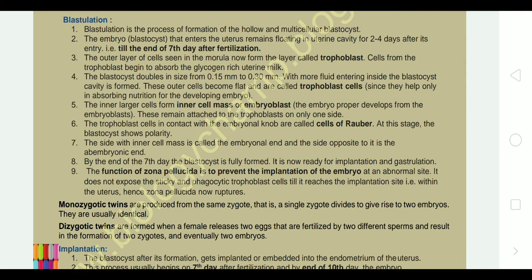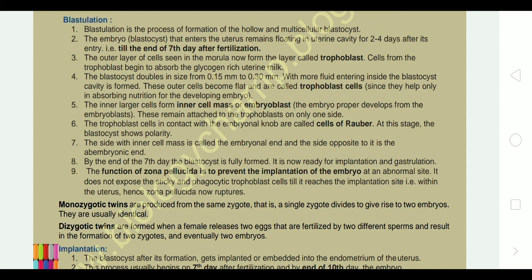The outer layer of cells seen in the morula now forms the layer called trophoblast, and cells from the trophoblast begin to absorb the glycogen-rich uterine milk from the uterus of the mother. So the nutrition for the growing zygote into the embryo comes from the mother's uterus. The blastocyst doubles in size from 0.15 mm to 0.30 mm, with more fluid entering inside the blastocyst.